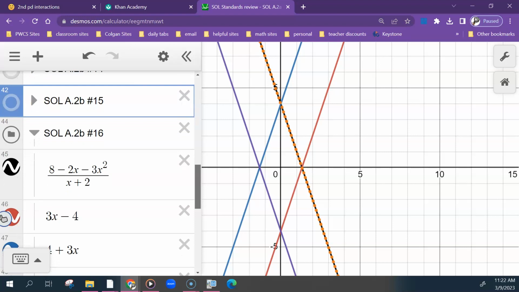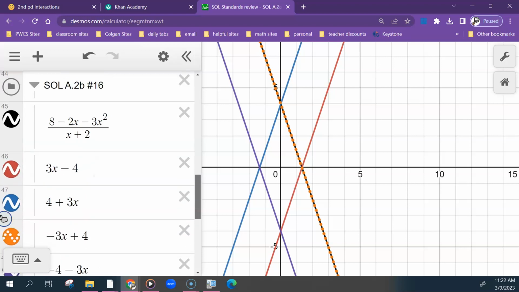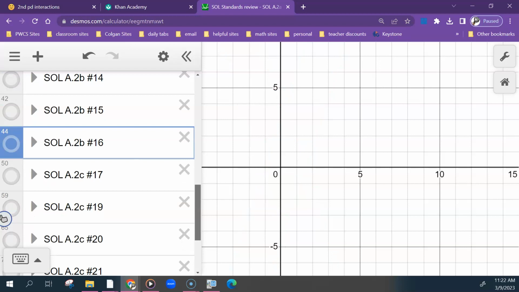16 was a little different because it was multiple choice. So if you were to type in the original, it'll still give you that line. If you put in all the answer choices, you can see which of those lines overlap the one that's already there. So the black line was your original, the orange overlaps it, so that would be your answer. Questions on how we do those in Desmos or those answers?